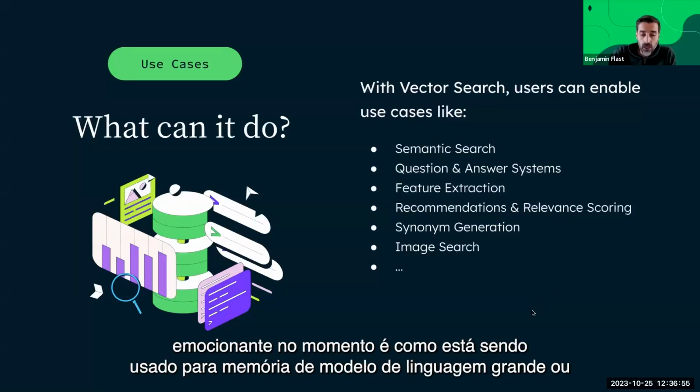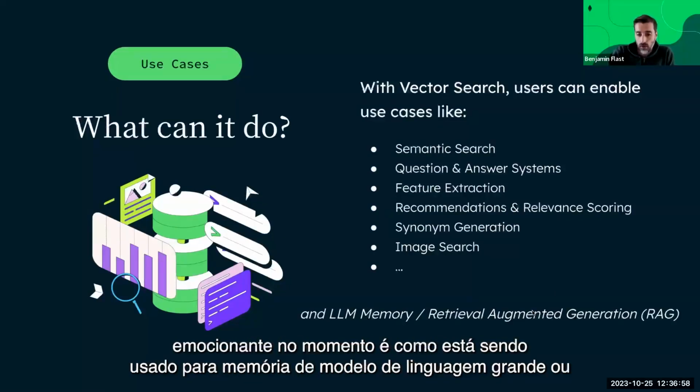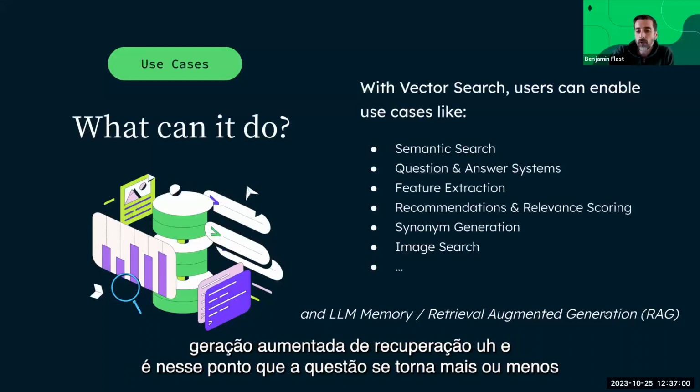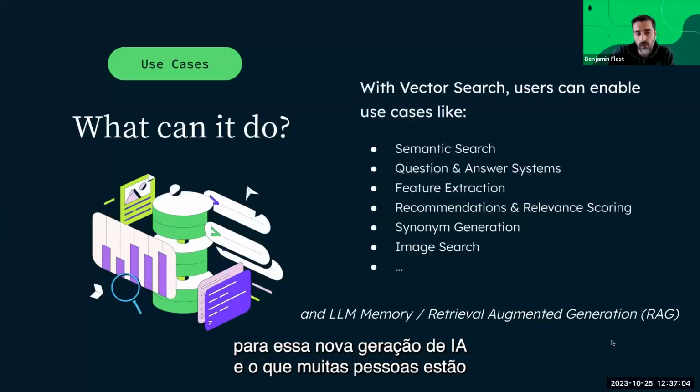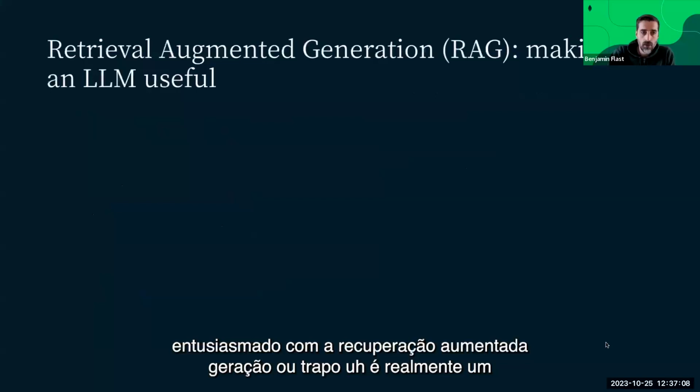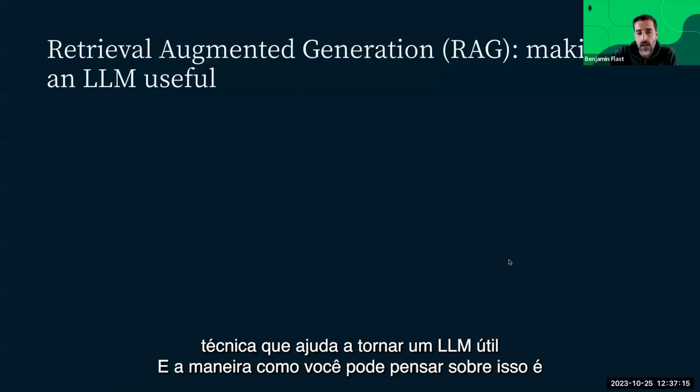But one thing that's really exciting right now is how it's being used for large language model memory or retrieval augmented generation. And this is where it comes to the fore around this new generation of AI capabilities and what so many people are excited about. So retrieval augmented generation, or RAG, is really a technique that helps make an LLM useful.